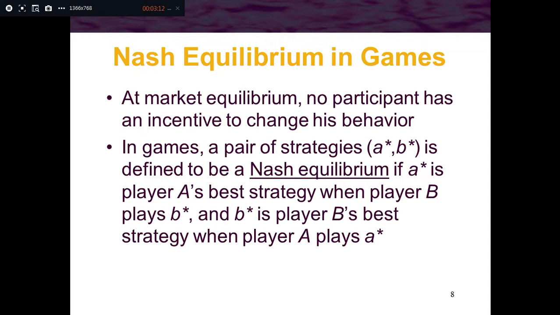So in games, a pair of strategies A-B is defined to be a Nash equilibrium if A is player A's best strategy when player B plays B, and B is player B's best strategy when player A plays A.